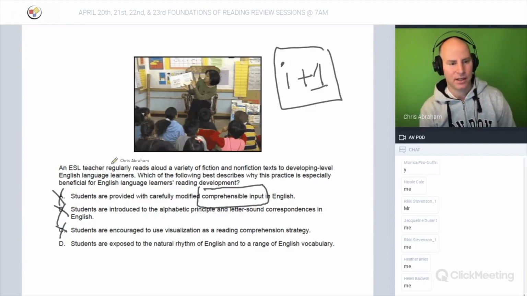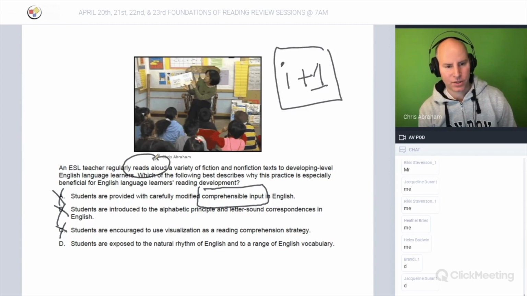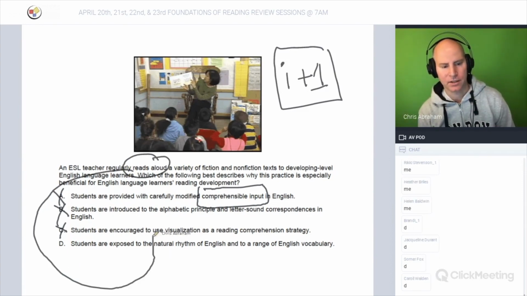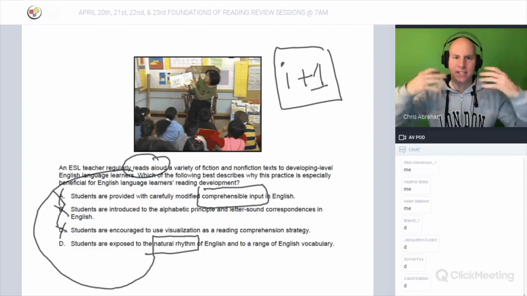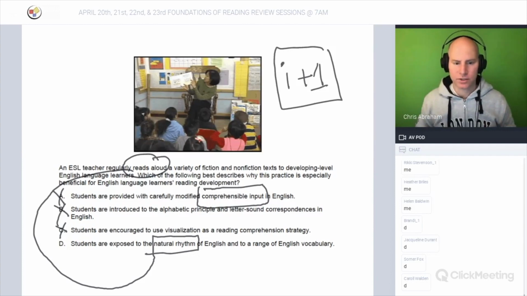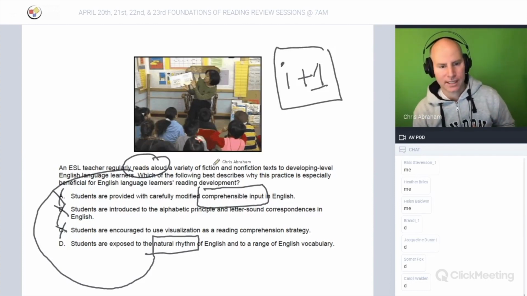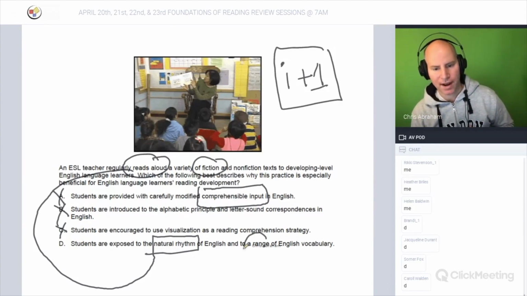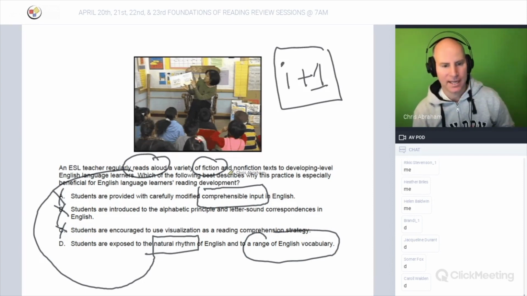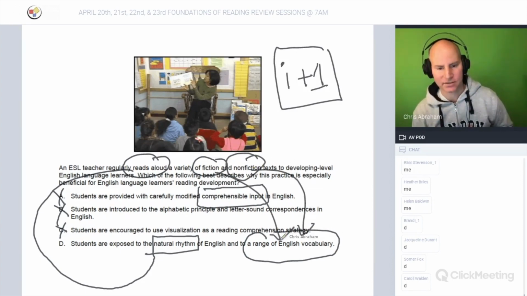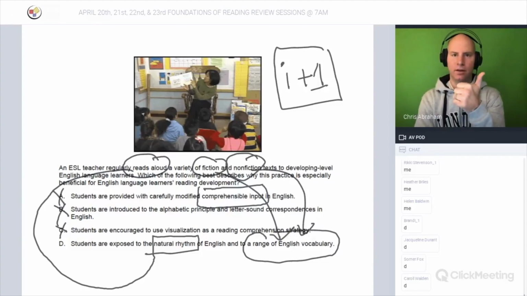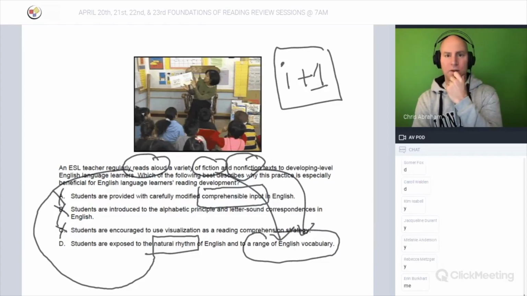What's the answer? This activity during the read aloud helps them with what? It helps them with the correct natural rhythm, so it gets the right intonation and inflection of words. And it also gives them a range of vocabulary that they would see in fiction and nonfiction texts. Who got this one? This is a little harder.